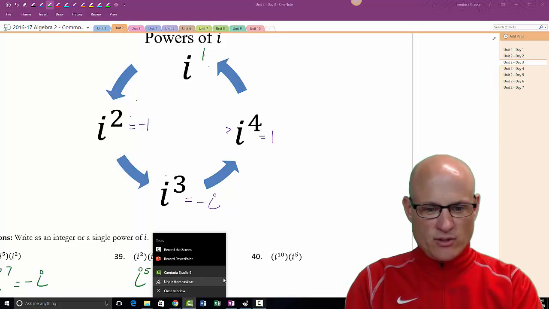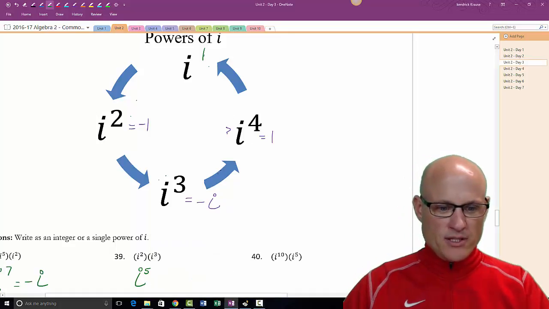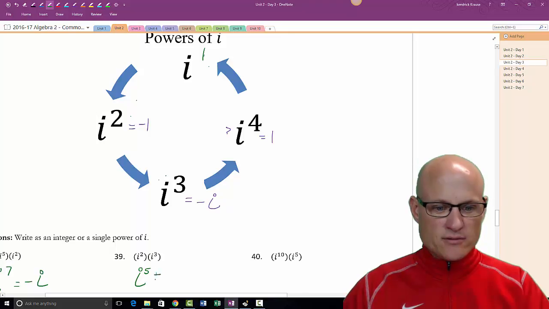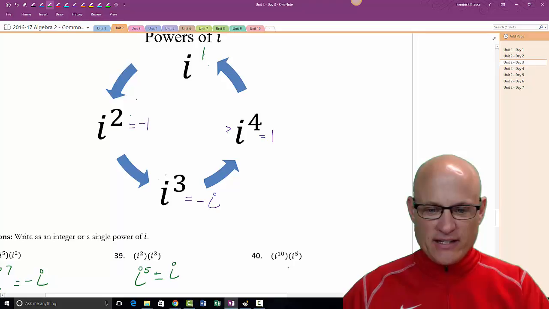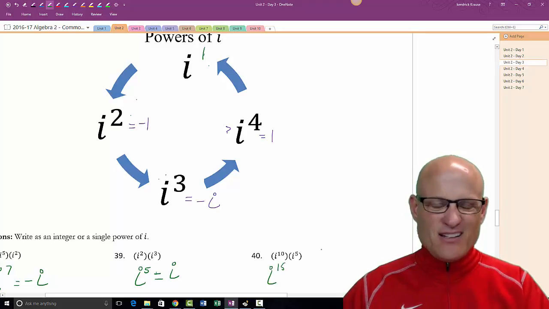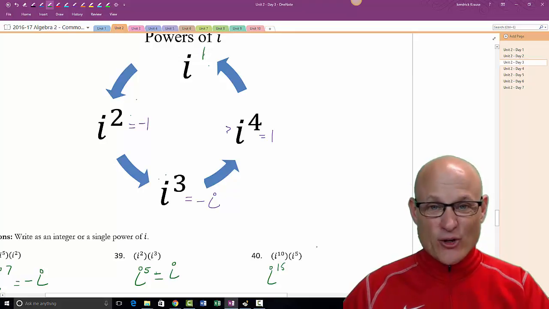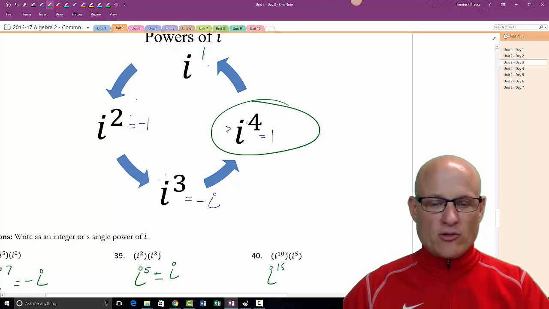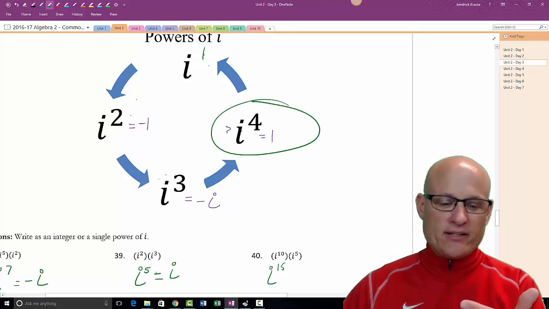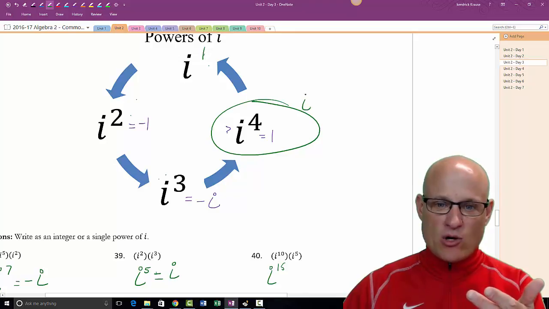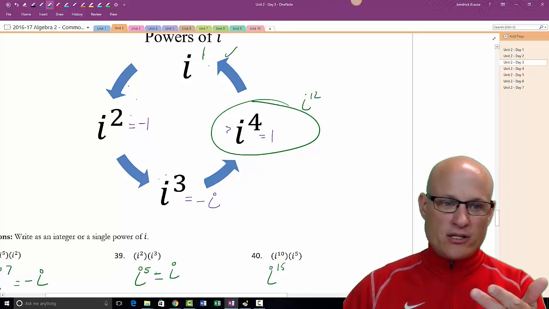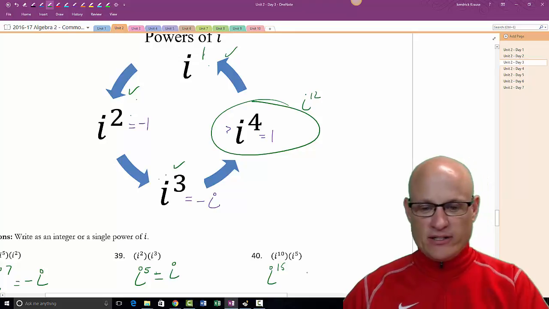Why can I not get rid of whatever that is? Oh, there we go. This is just i. Now, i to the 15th. That's starting to get annoying. I don't want to count 15 times. But notice every time I get over here to 4, it's back at 1. So 4, 8, 12. i to the 12th would be right here. 13, 14, 15. Negative i.